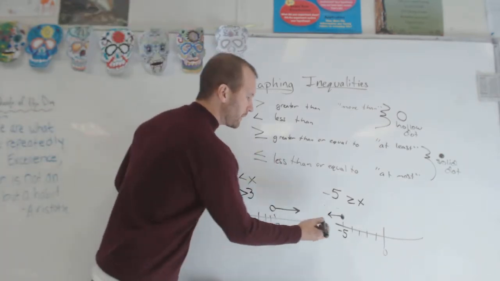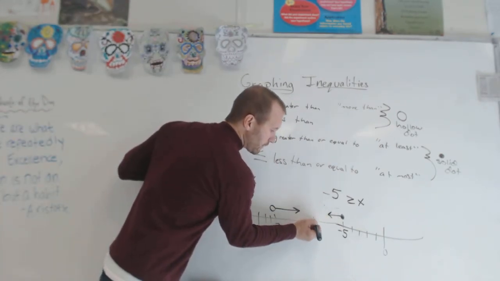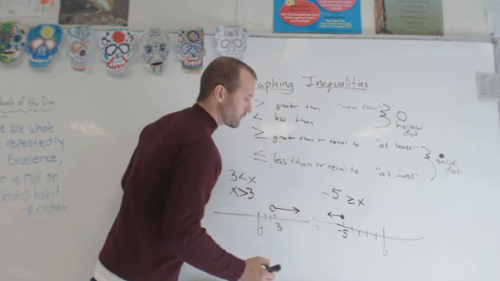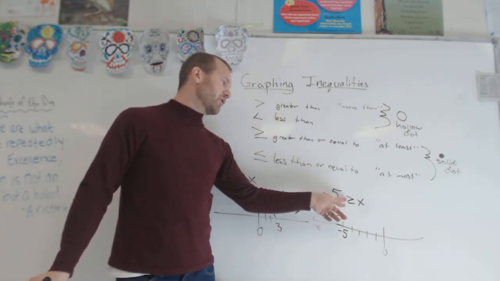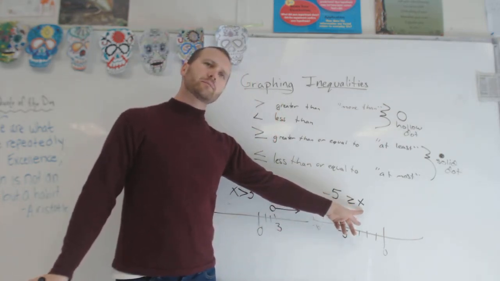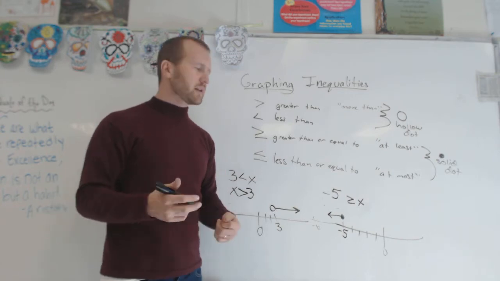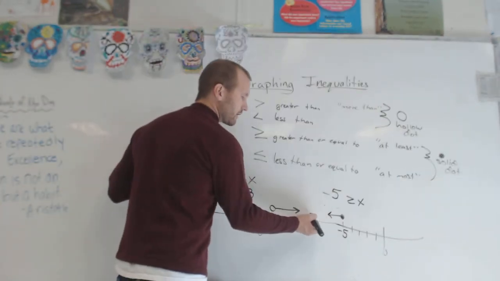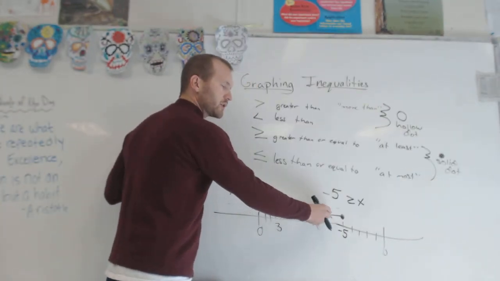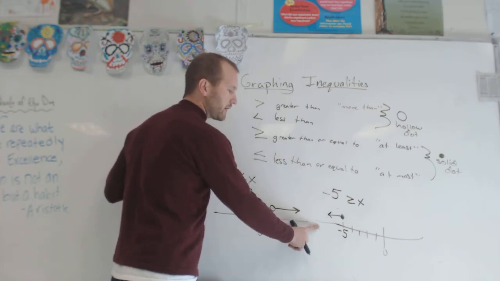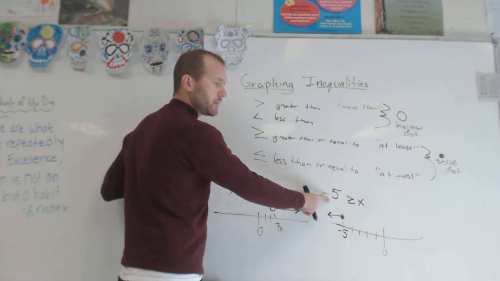But on the other hand, if I pick something over here, like let's say I pick negative 10, that's way over here somewhere. Is negative 5 greater than negative 10? Yeah, negative 5 is more than negative 10. So I know that this arrow is going the right way, because these values are true in my inequality.